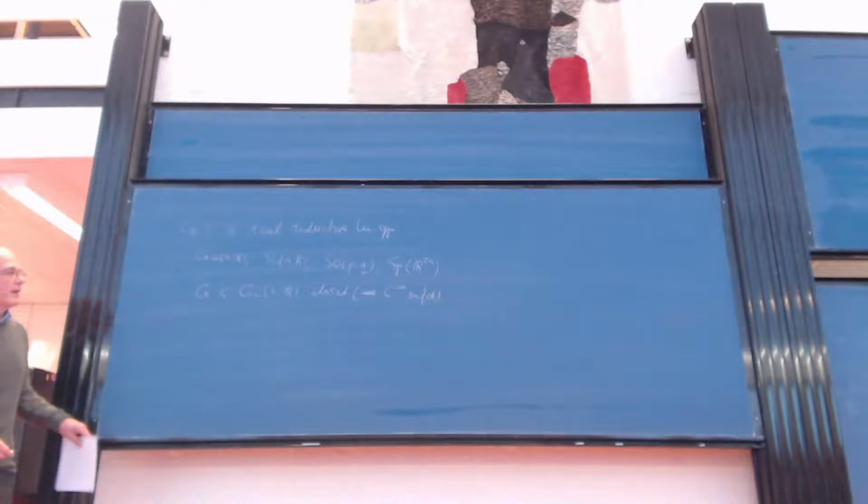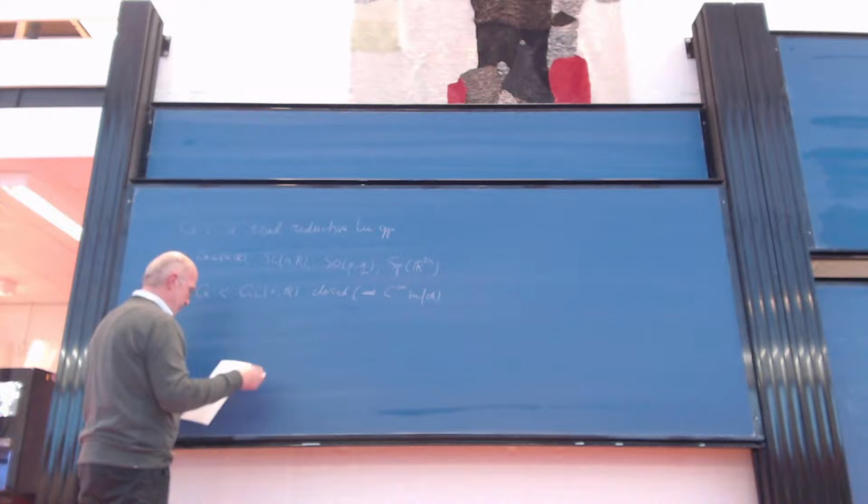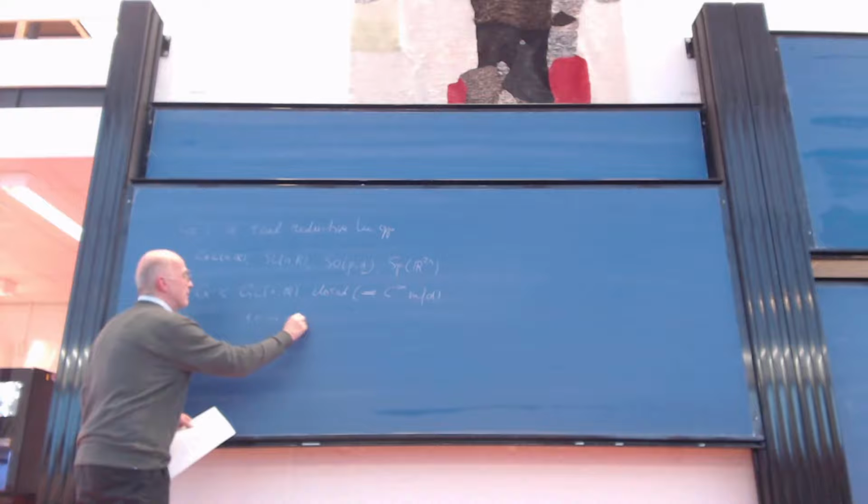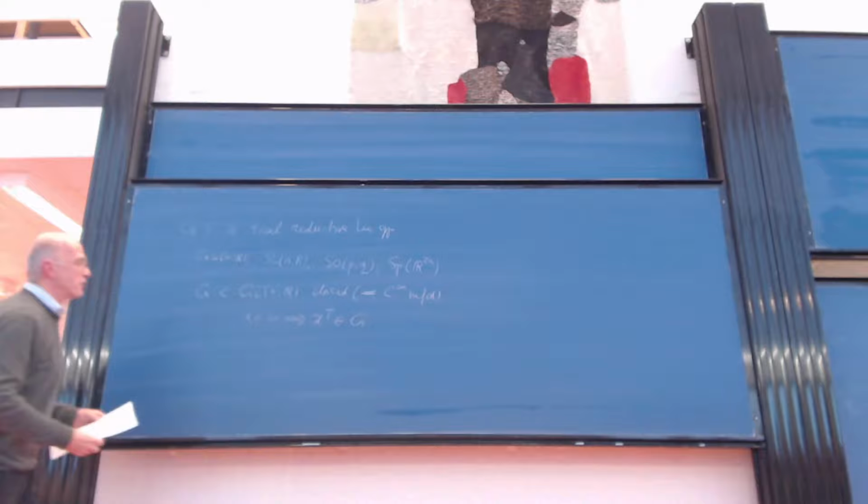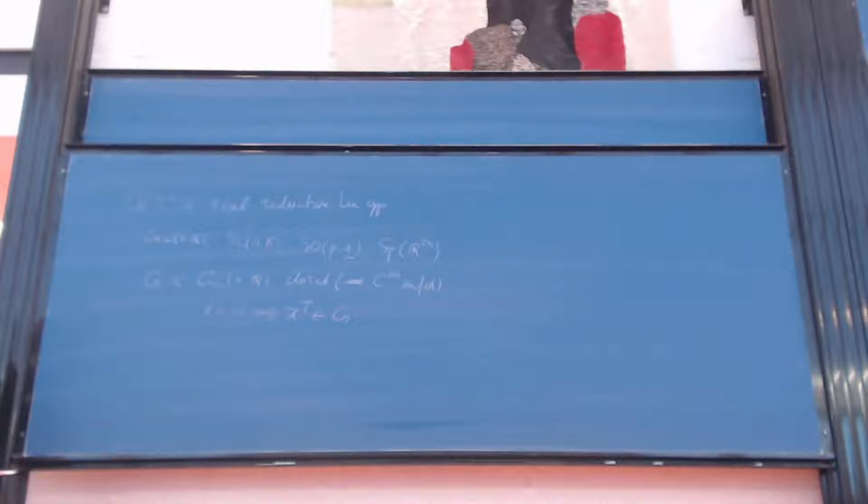So this is a condition, and the other condition is that if X is an element of G, then its transpose should also be an element of G. If you have such a group, then basically you have a real reductive Lie group, and basically all real reductive Lie groups are of this type.